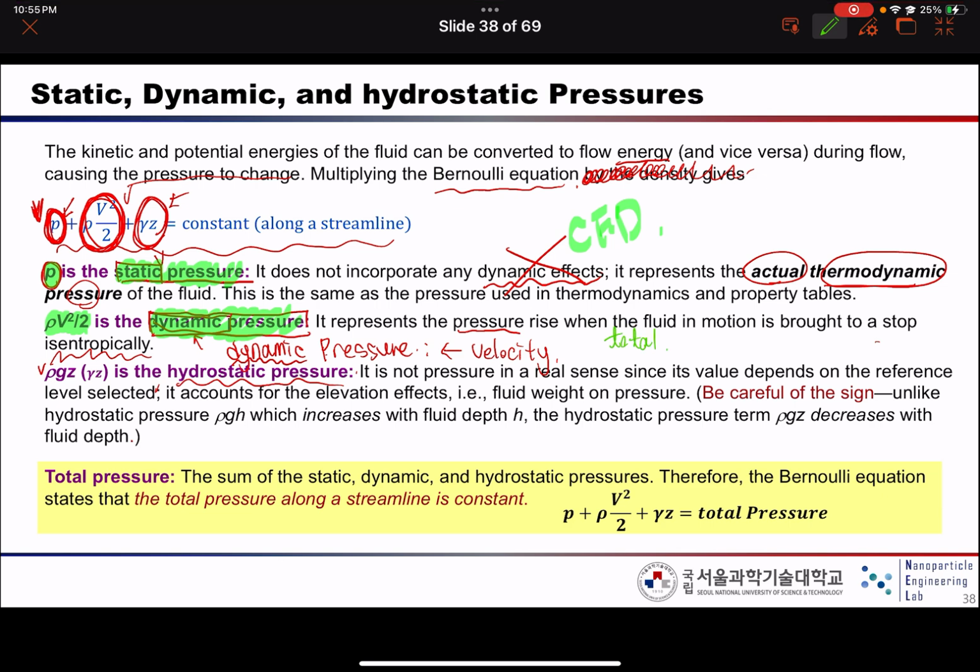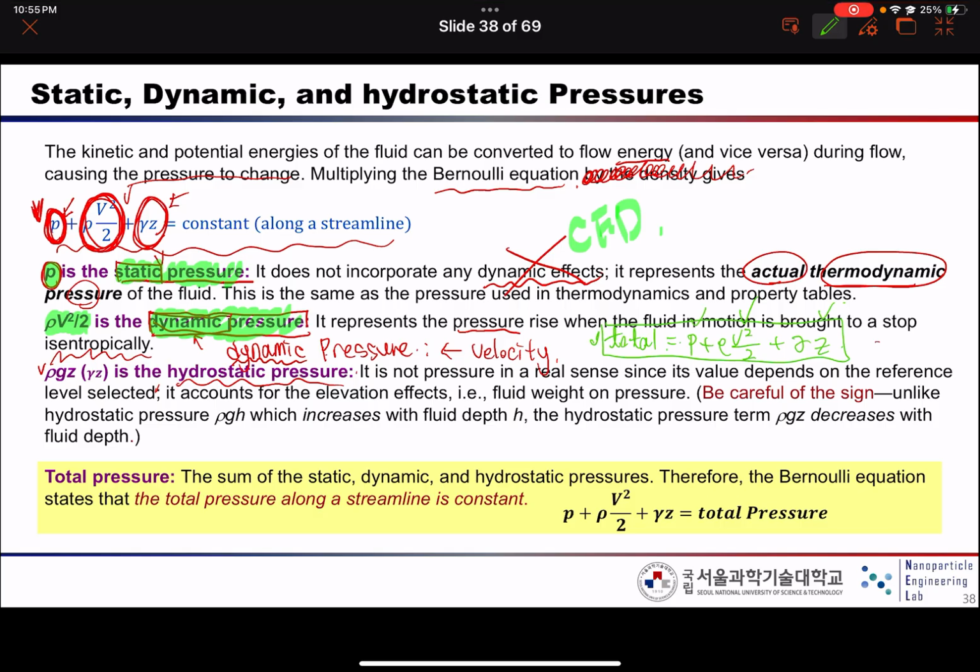So total pressure, usually we combine these 3 terms. This is called the total pressure. So if you want to see the effect of the static, the dynamic, and the hydrostatic pressure simultaneously, in that case it is good to obtain the total pressure.